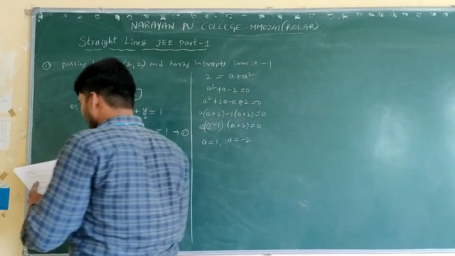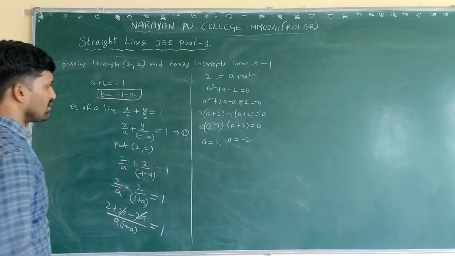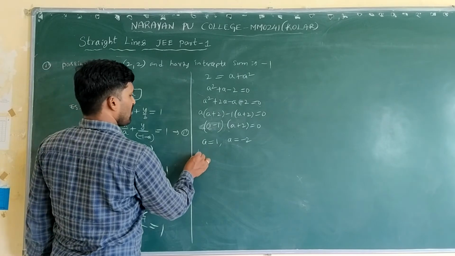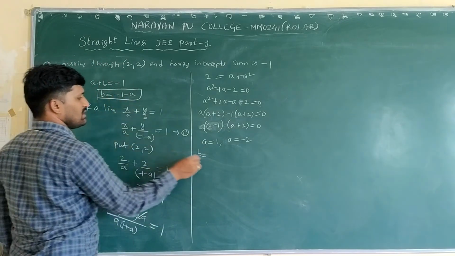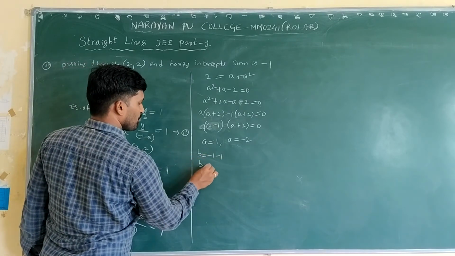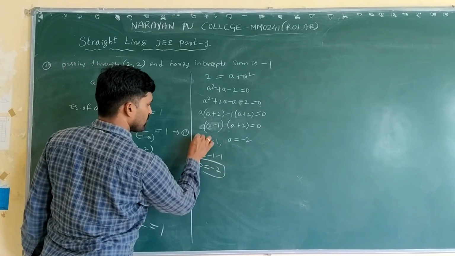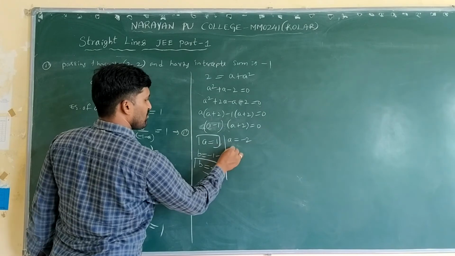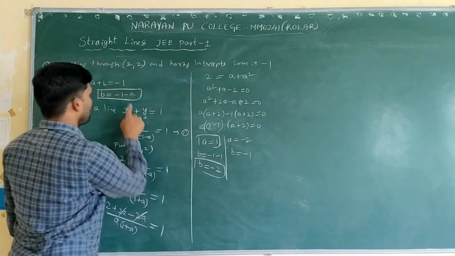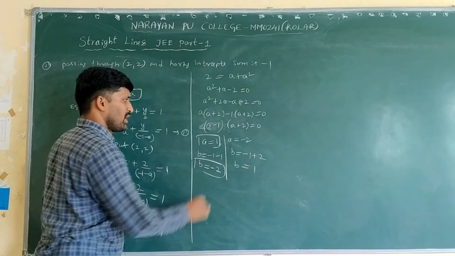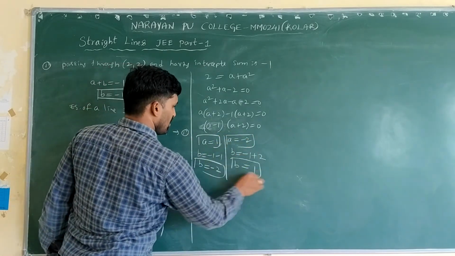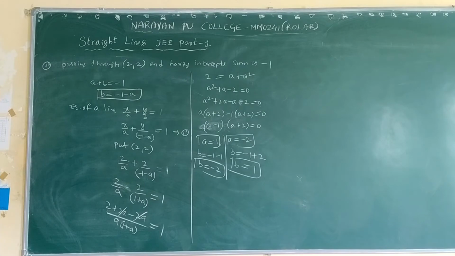Which will satisfy, we will verify. But A is 1 means what is B? What is the condition? B is minus 1 minus A, that is minus 1 minus 1. B is equal to minus 2 units. Next, A value minus 2, B value is minus 1 plus 2. That is B is 1 unit. By using these two combinations, we can find the equation of the line.